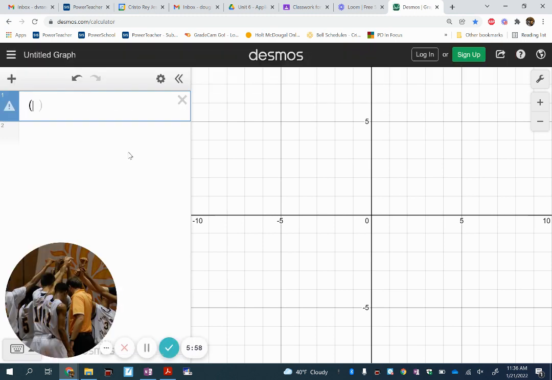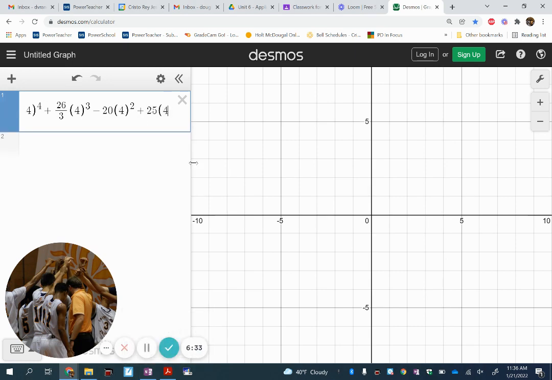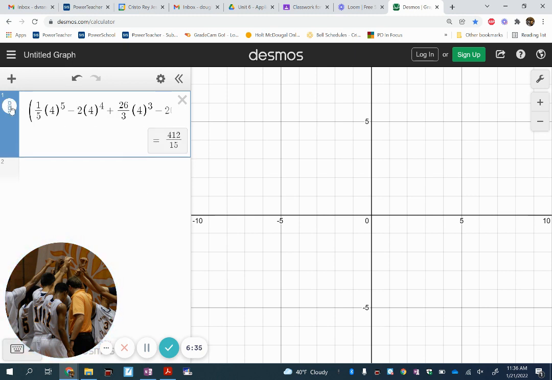So we have 1/5 times 4 to the 5th power minus 2 times 4 to the 4th power plus 26 thirds times 4 to the 3rd power minus 20 times 4 squared and plus 5.4. Okay, but here it is as a fraction or as a decimal, your choice.